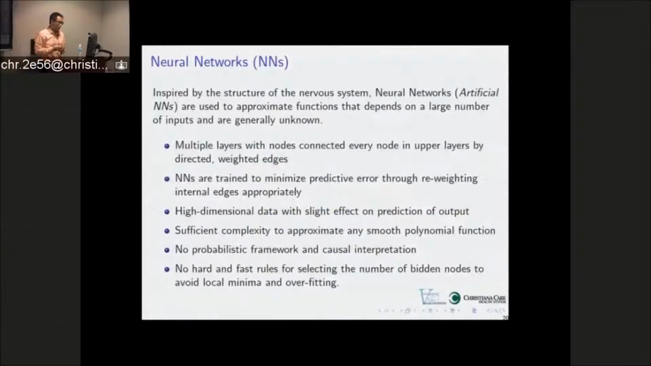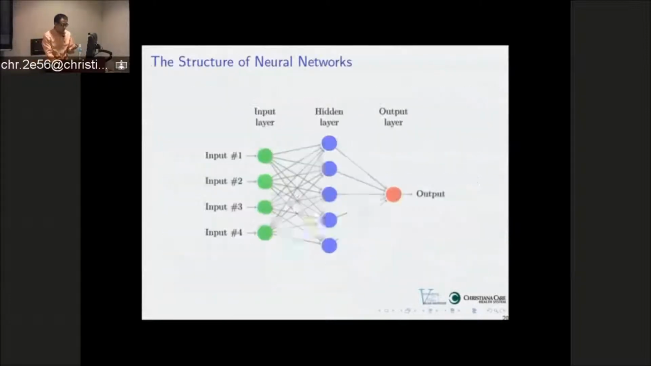Also, there is no hard and fast rule for selecting the number of hidden nodes to avoid local minimum and overfitting. The big issue is that it depends on experience or expertise to select or define these hidden layers. So sometimes the learning curve is a little bit higher. It's not easy to use directly, but it's still a good choice for some advanced studies.